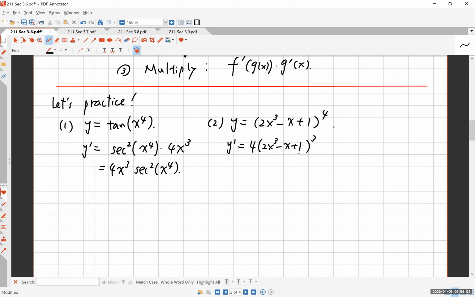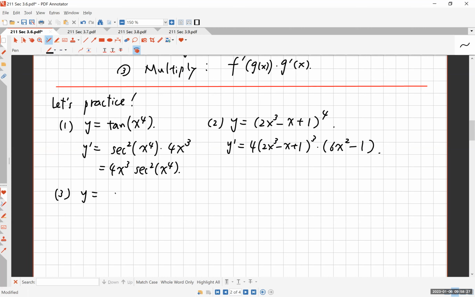And inside of the parentheses, nothing changes. Multiply this by the derivative of the inside function, which is 6x squared minus 1. And here you can't really simplify. I mean, you can, but it's going to be quite messy, so you don't have to. All right, simple, right? I think it's something that you can easily learn. All right, let's go to the next one.